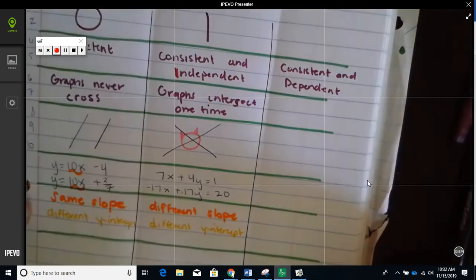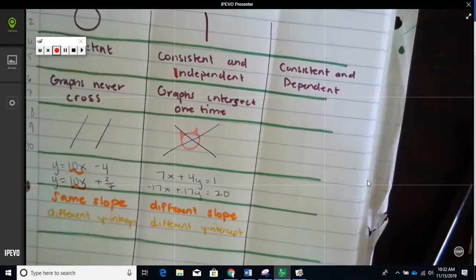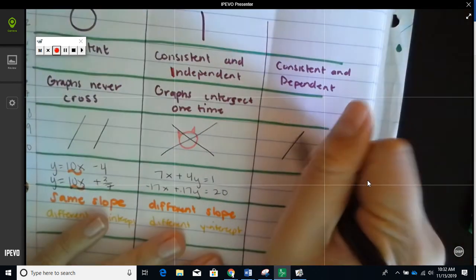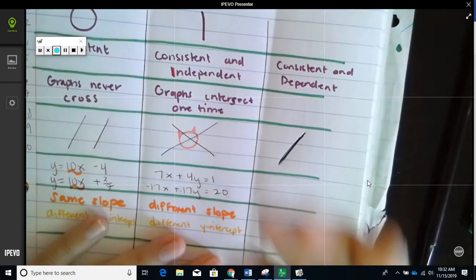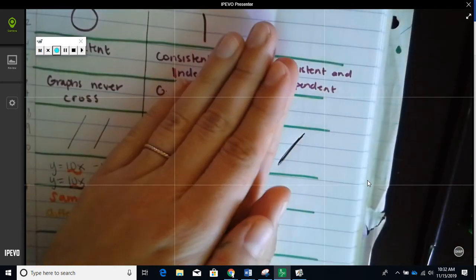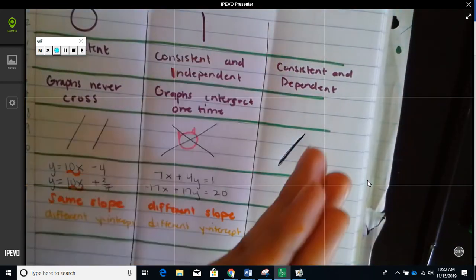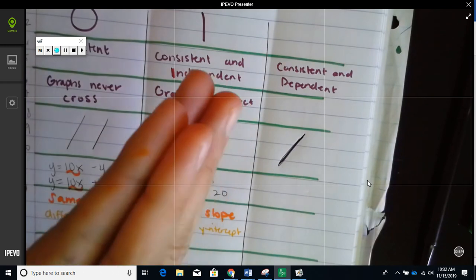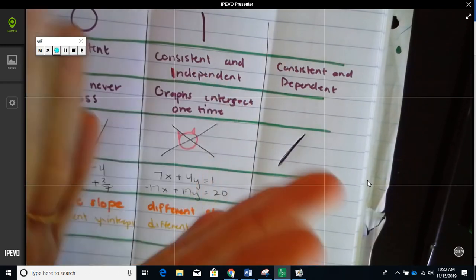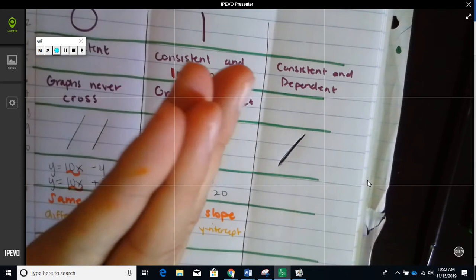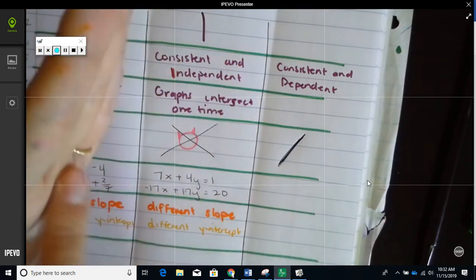So, they're the same line. So, we put one line and we put it bold. It's one line on top of the other line. So, how many times do you think they touch if they're the exact same line? One? No, one would be one time. 2 times. They touch everywhere.